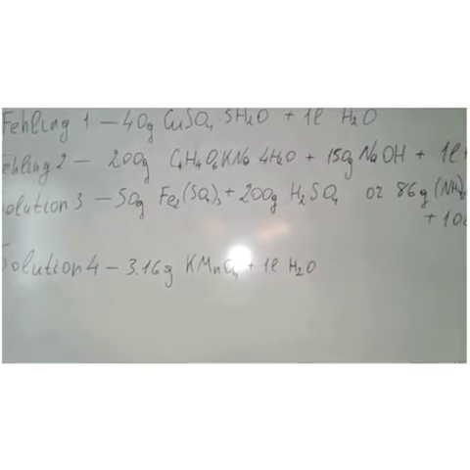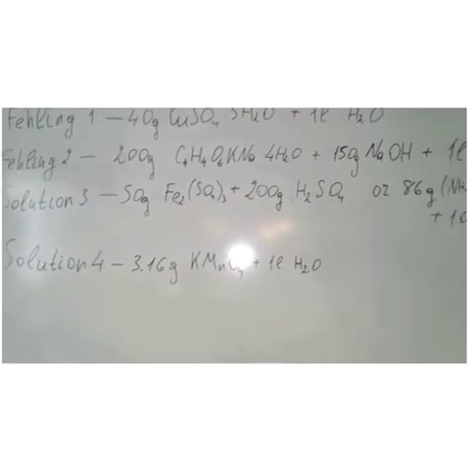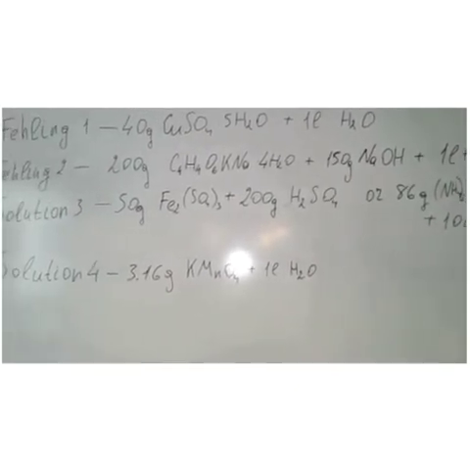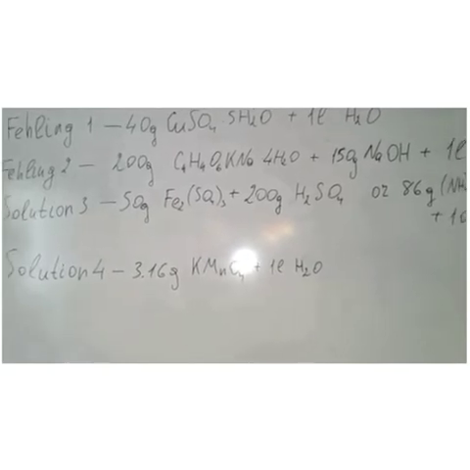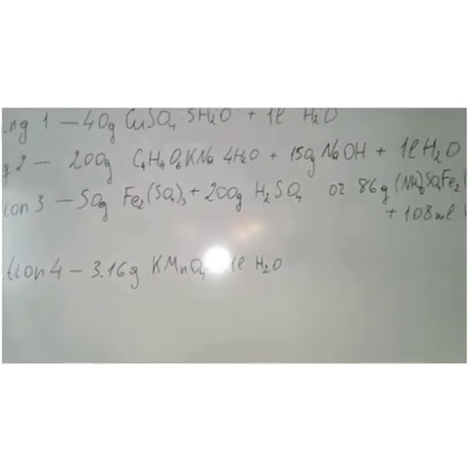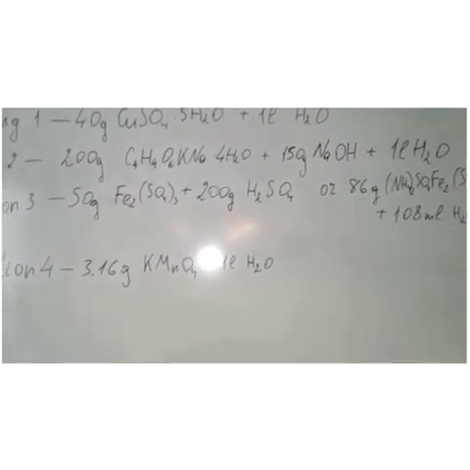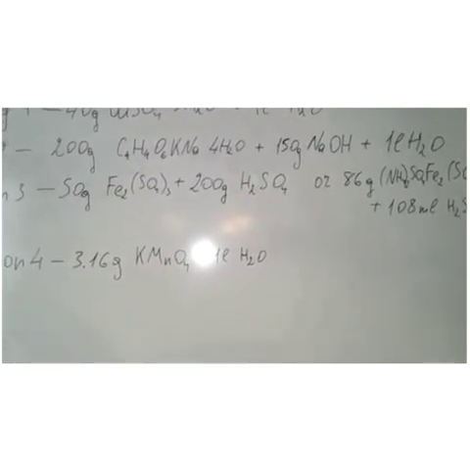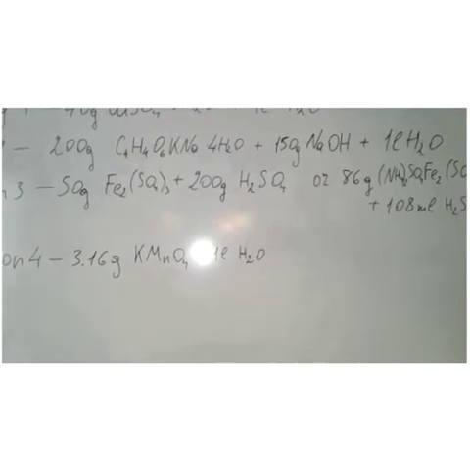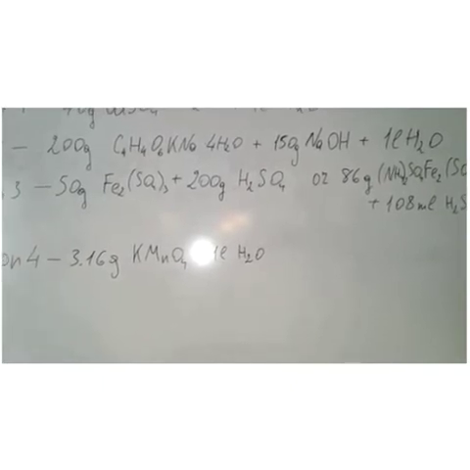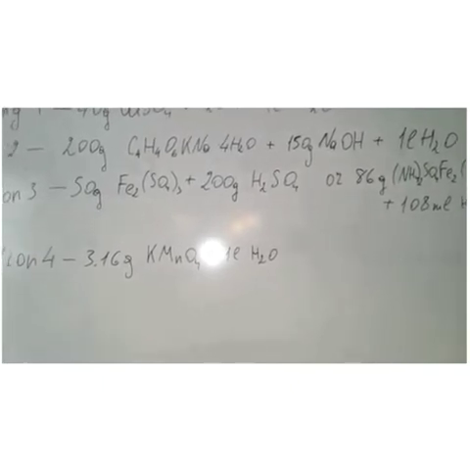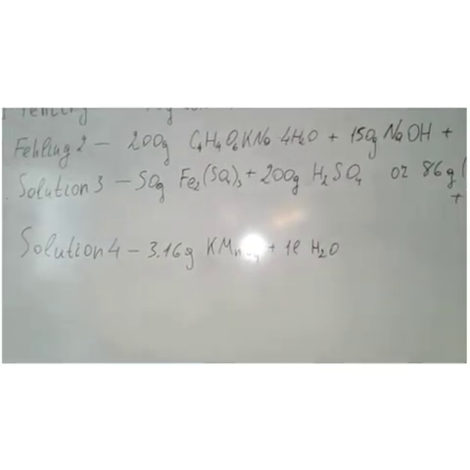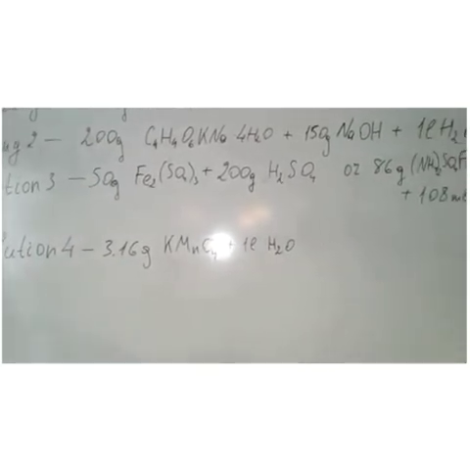Solution 3. 50 grams of iron 3 sulfate and 200 grams of sulfuric acid are dissolved in 1 liter of distilled water, or 86 grams of ammonium iron 3 sulfate and 108 milliliters of sulfuric acid are dissolved in 1 liter of distilled water. Solution 4. 3.16 grams of potassium permanganate dissolved in 1 liter of distilled water.